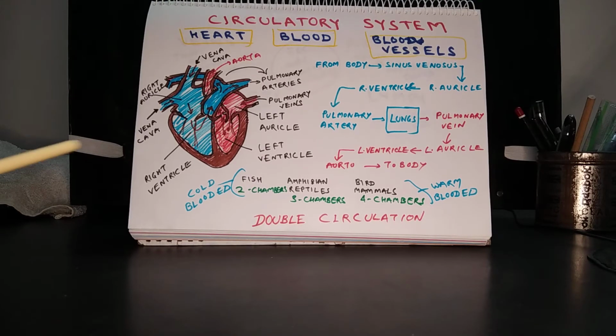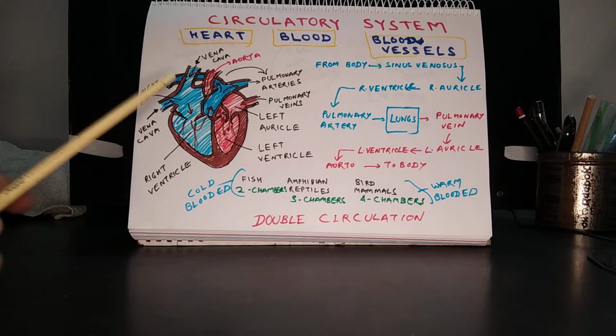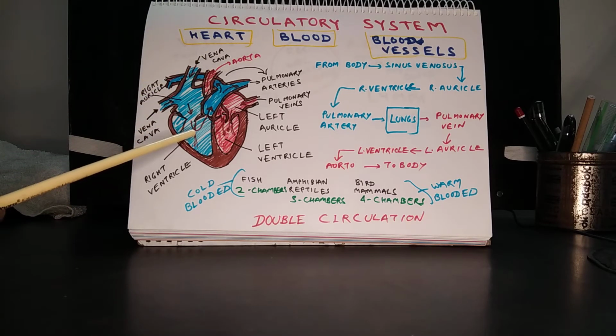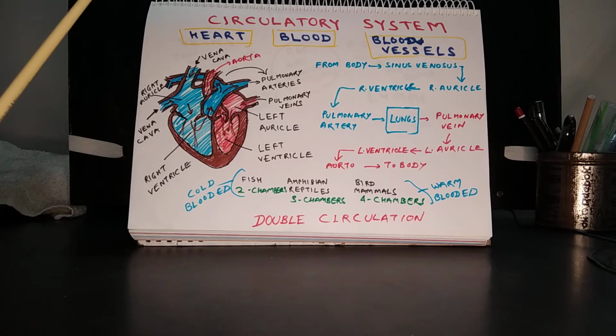Let us observe the structure of the human heart. The human heart is a very small organ, so small that it can fit inside your fist. The human heart has 4 chambers. The upper chambers are called auricles, and the lower chambers are called ventricles. So there is a right auricle and a left auricle. Then there is a right ventricle and a left ventricle.